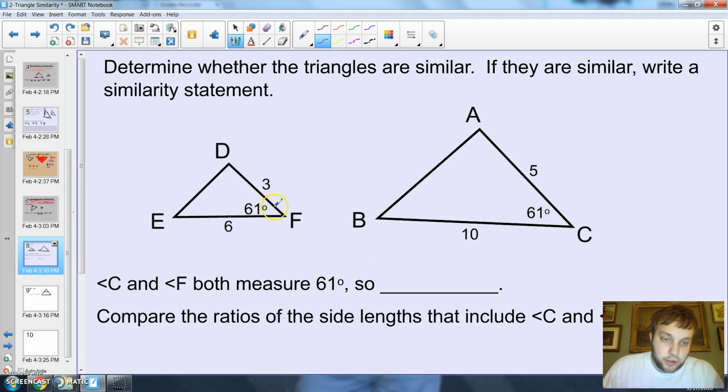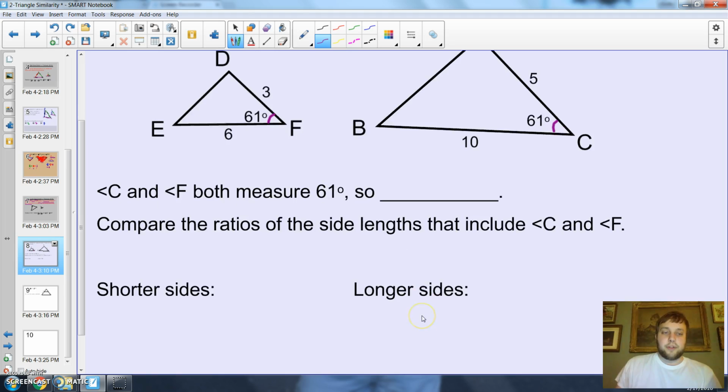First thing I notice here is 61 and 61, those are matching angles. If I only had one more angle, I could do angle-angle and prove similarity, but I only know one angle, so I can't use the angle-angle theorem. Next says, determine whether the triangles are similar. If they are similar, write a similarity statement. C and F both measure 61. Compare the ratios of the sides.